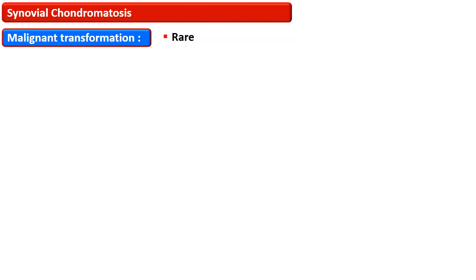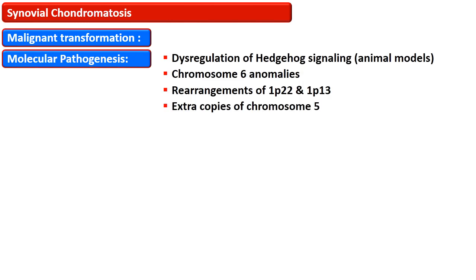Besides dysregulation in the Hedgehog signaling, some of the cases of this synovial osteochondromatosis have shown extra copies of chromosome 5, 6 anomalies, and rearrangement in the short arm of chromosome 1.